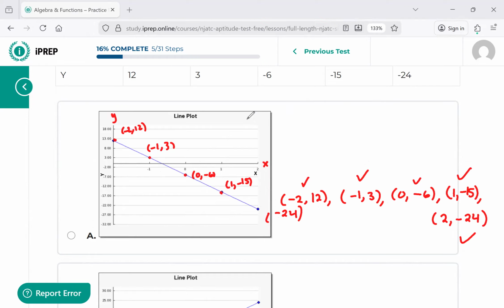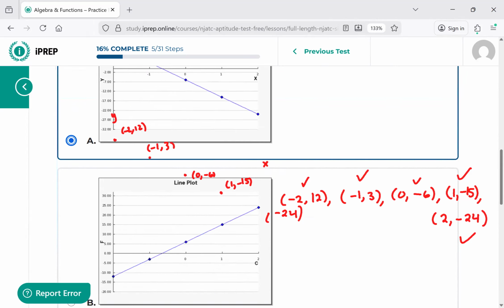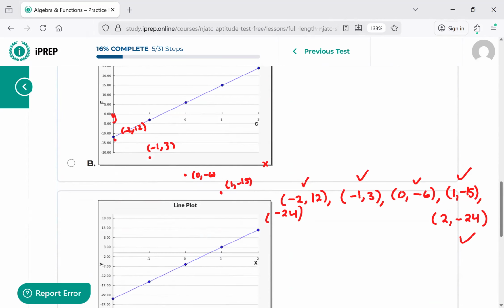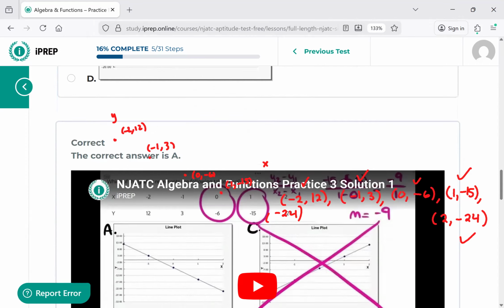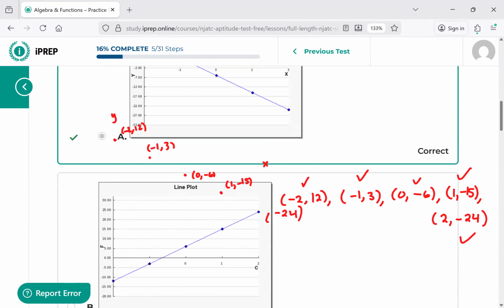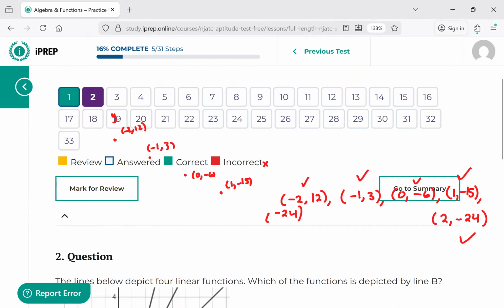Okay. So for this one, don't waste your time. Just get the points from the table, decide which graph has those points, and then we conclude that it is graph A. Okay. Correct. Okay. Move on to question 2.